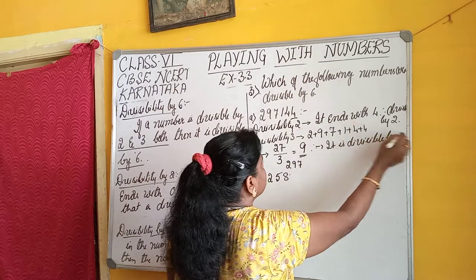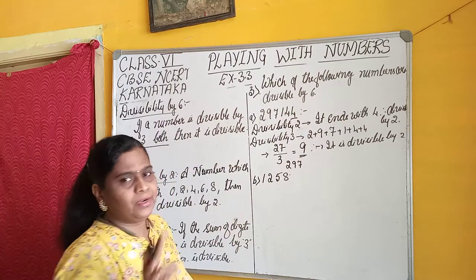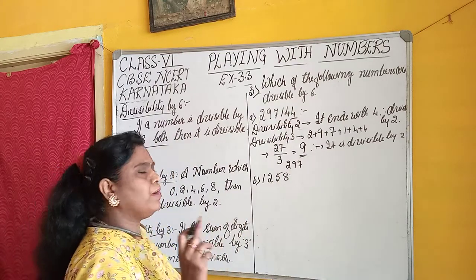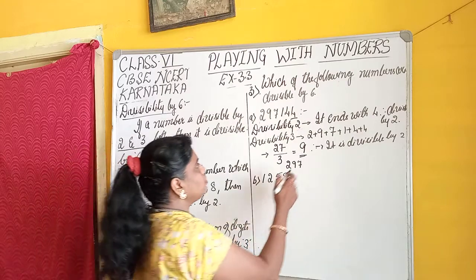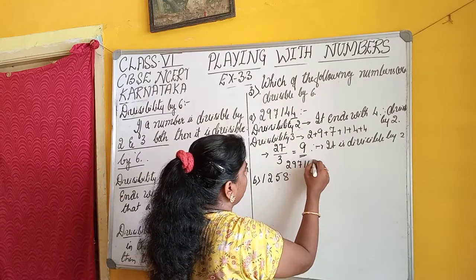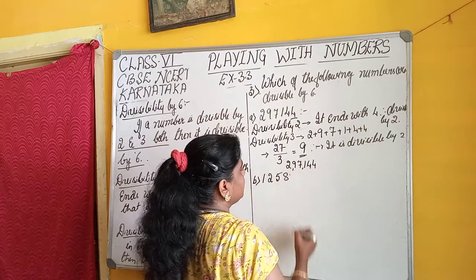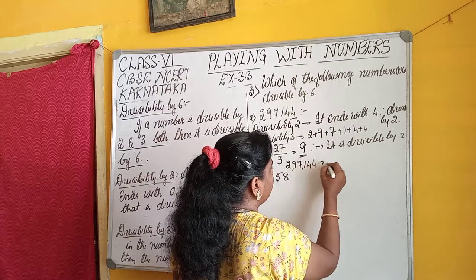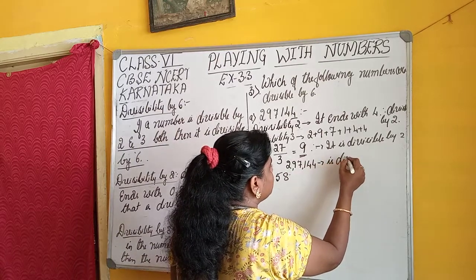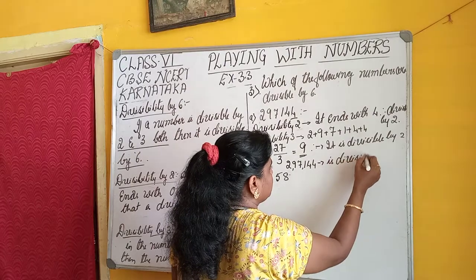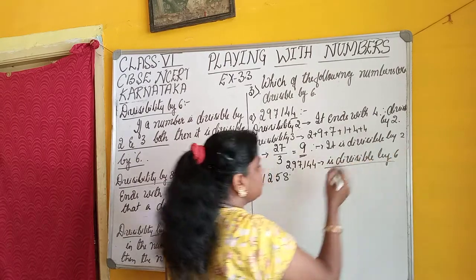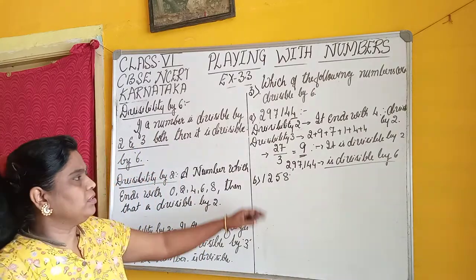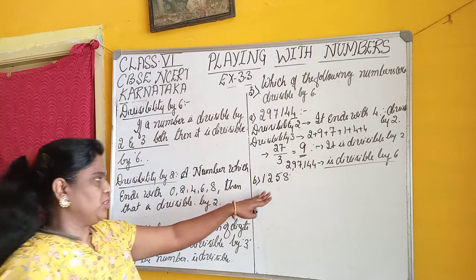What we got, students? This number is divisible by 2 and divisible by 3. It is divisible by both 2 and 3. Therefore, 297144 is divisible by 6. Okay students, did you understand? Let us move on to the next number with the same procedure.